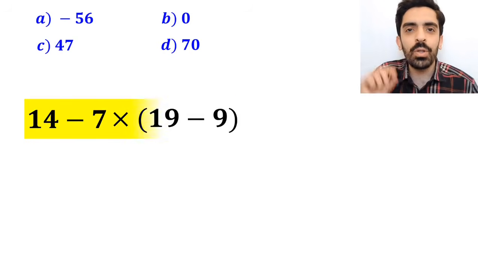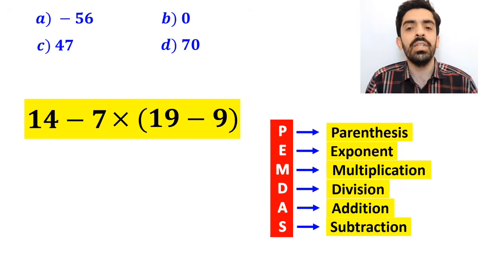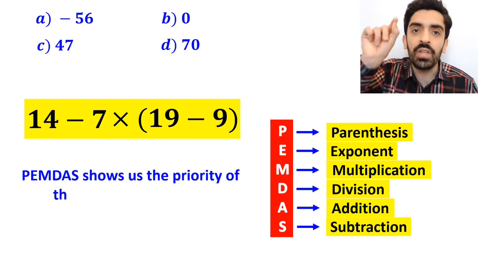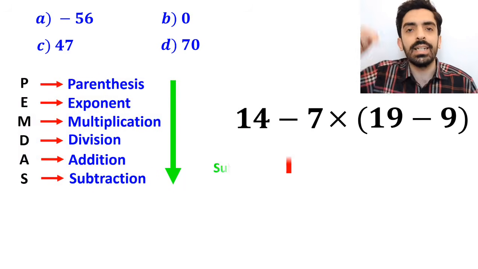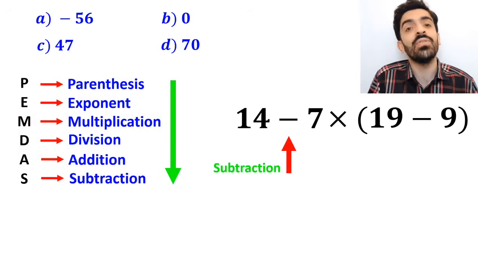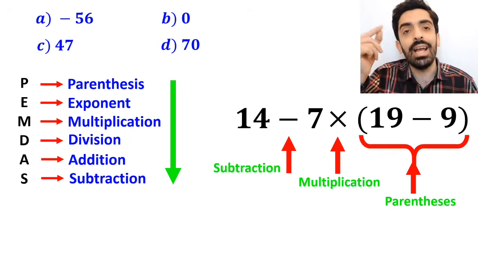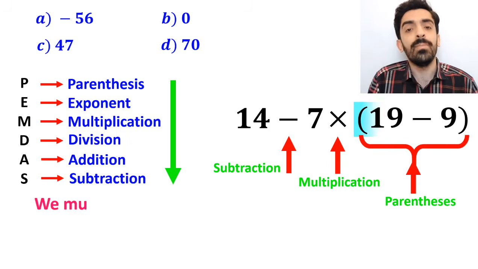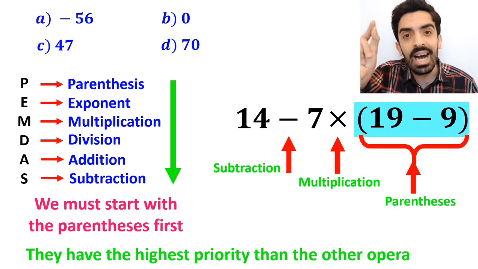Alright, now let me show you how to solve this expression properly. To solve this question, we need to follow a rule that is called PEMDAS. PEMDAS shows us the priority of the order of operations. Okay, as you can see on the screen, in this expression, first we have a subtraction sign, then a multiplication sign, and finally parentheses. We must start with the parentheses first, because they have a higher priority than the other operations.